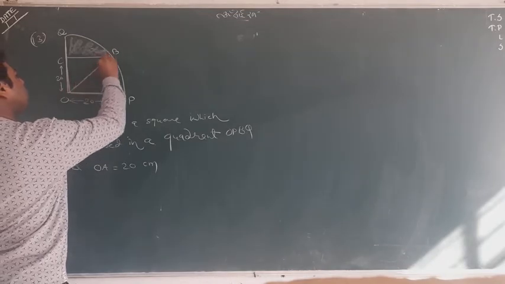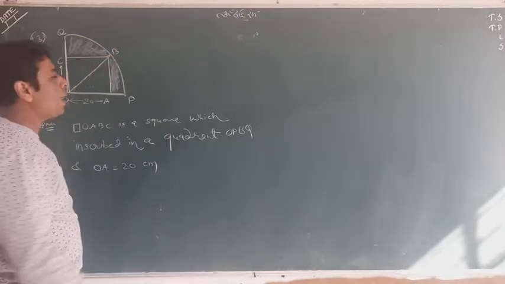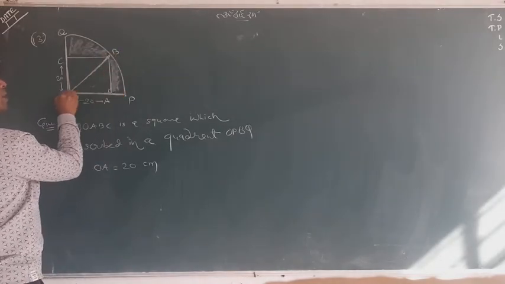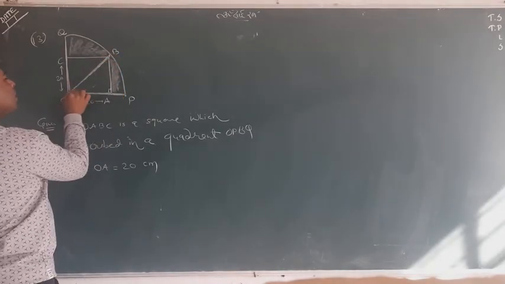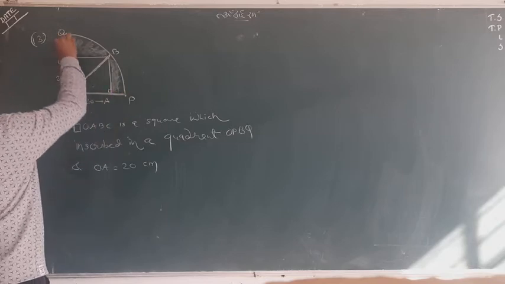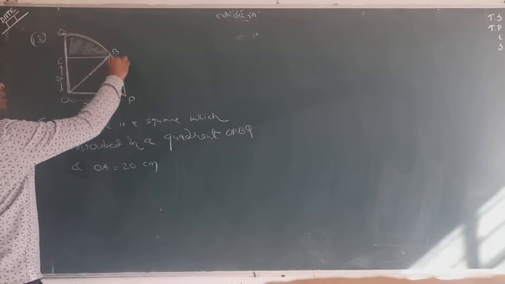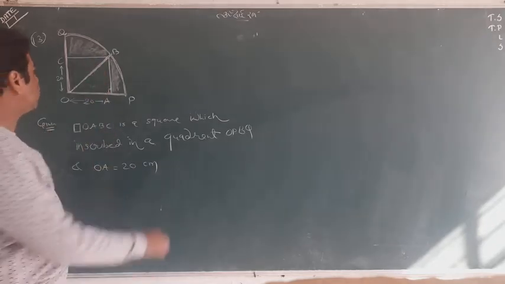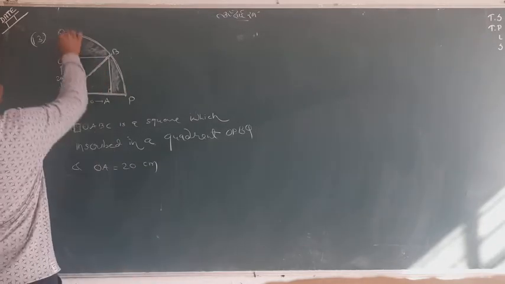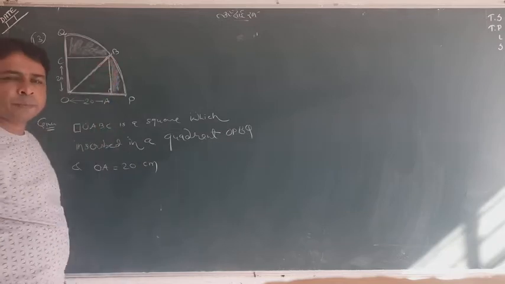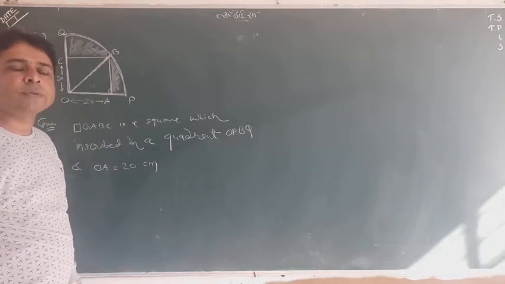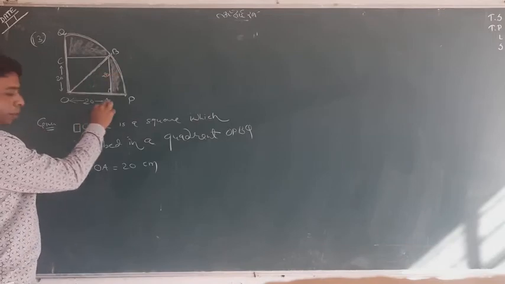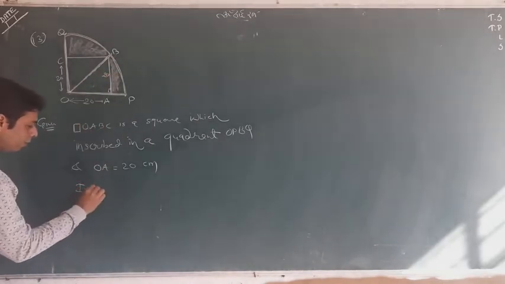When you join these, you will see that OB is the hypotenuse of a right angle triangle, as well as OB being equal to the radius. This is a quadrant, so OB is actually the radius, which is equal to OP, which is equal to OQ. Radius finding is very easy because this is 20, this is also 20.